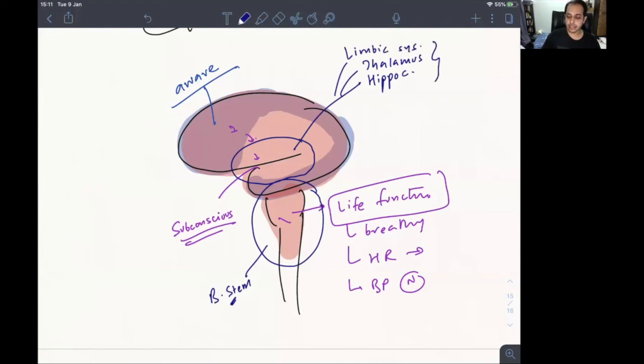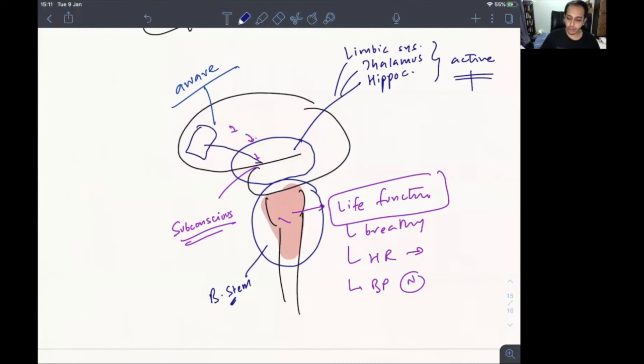Now these are slightly active because these never completely shut down, or there is some small level of activity happening. So in a normal state, suppose you are not asleep, your frontal lobe is able to control your limbic lobe and your hippocampus and your thalamus, and keep a watch, like keep it under wraps.